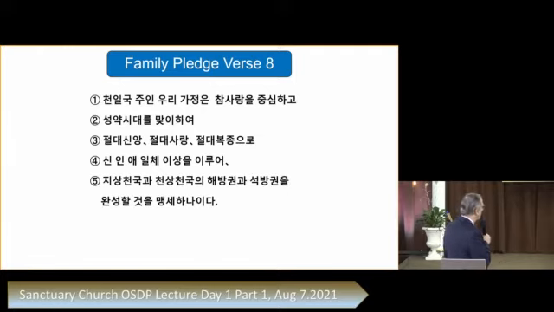신인의 일체 이상. 신 is God. 인 is humanity, love. So the 일체 이상, the ideal of oneness, 일체 means one body, but we can say oneness, ideal of oneness between God and humanity with love. We will achieve that unity, and 지상천국과 천상천국의 해방권과 속방권을 완성할 것을 맹세하나이다. So we will complete the 해방권, the realm, 권 means realm, liberation, and 속방, we talk about that as a complete freedom.